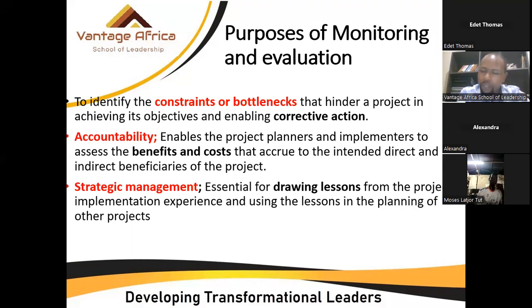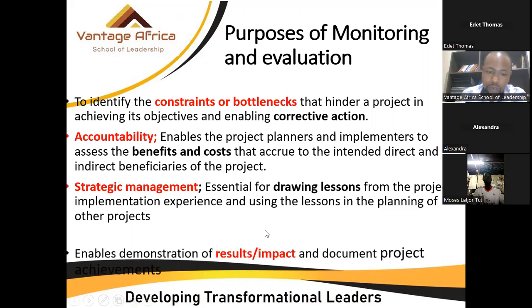For example, the ones who are operating in the camps, I told them, you have been in this camp for many, many years. You have been implementing projects for many years. Today you need to be doing your projects in an exceptional manner. Why? Because you have a wealth of knowledge. Unless you have not been managing institutional knowledge very well, so that you keep repeating the same mistakes. But if you have been managing institutional knowledge very well, today you should be experts. Organizations should be coming to you for advice. So strategic management becomes very, very important within the context of monitoring and evaluation.